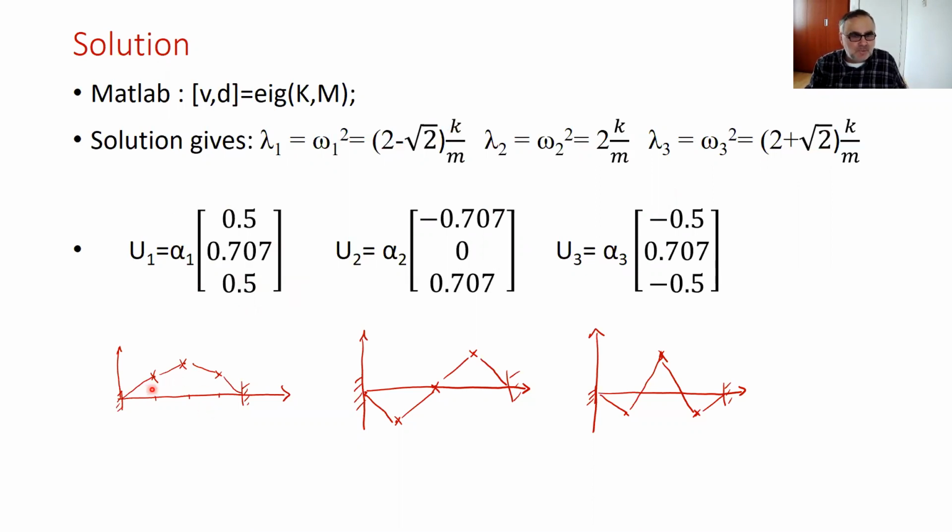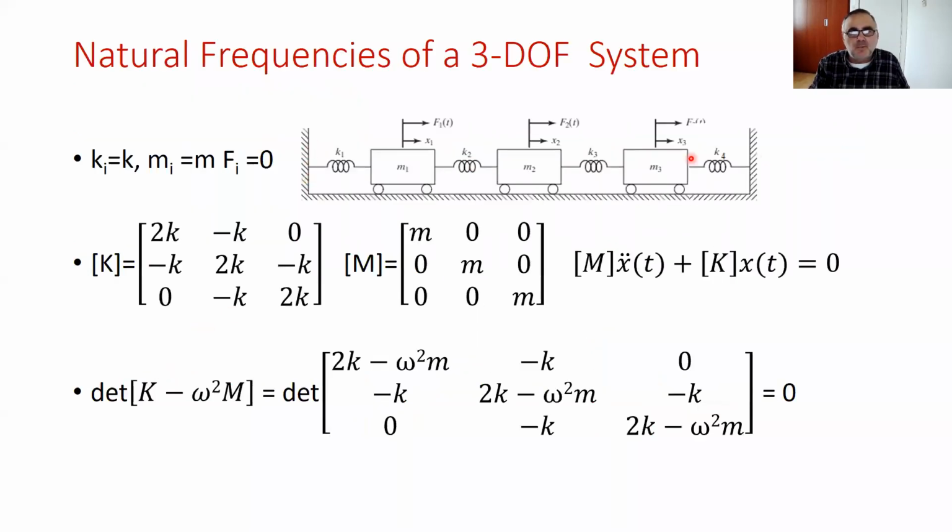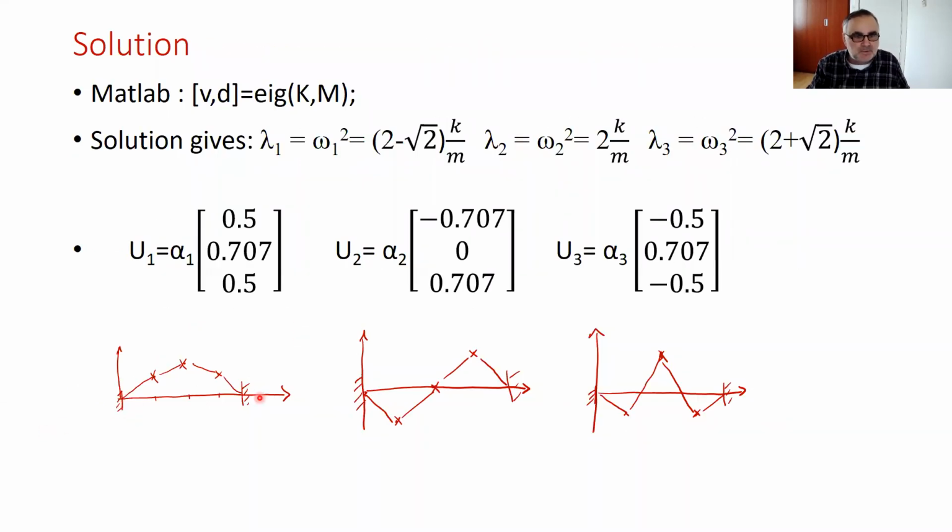But the mode shapes are clear. There is a drawing of mine of the mode shapes. As you remember here, there are walls between the masses. So these things represent the walls. So you have 0.5 here, 0.7, 0.5, and 0 in the displacements. This is the first mode shape, which means that the maximum motion happens in the middle mass.